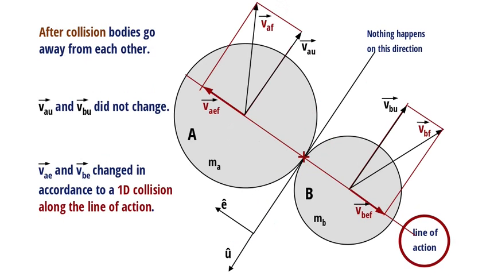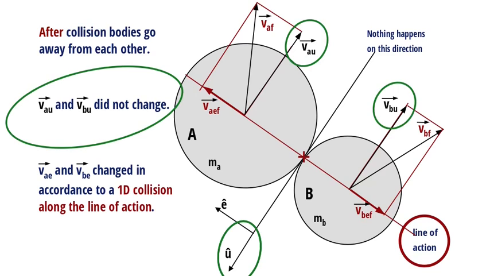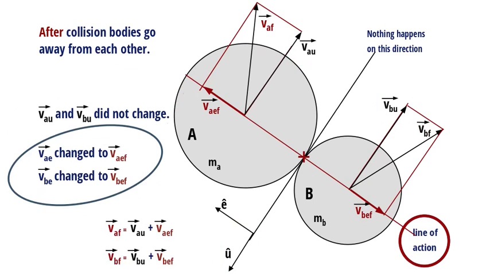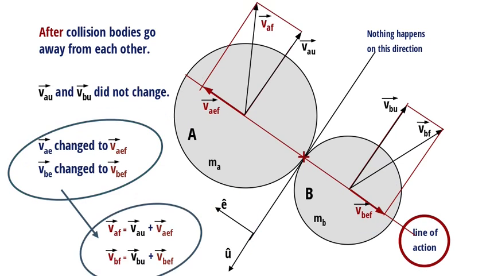After collision, bodies go away from each other. Components along the direction of unit vector U do not change. VAE and VBE will change in accordance with a 1D collision, which happens along the line of action, the direction of unit vector E. So the change from the initial to the final velocities of bodies A and B is due to the change in their components along the line of collision, the line of action.